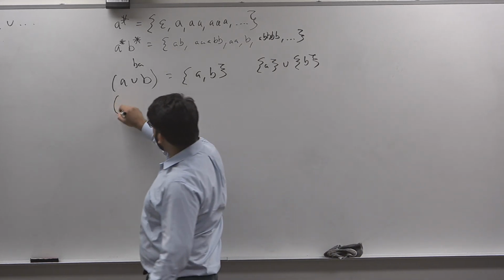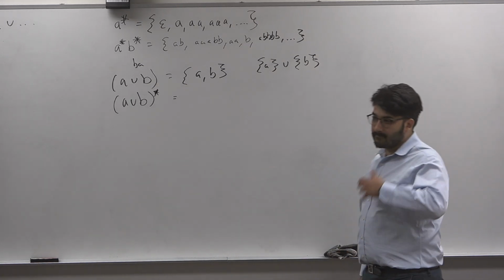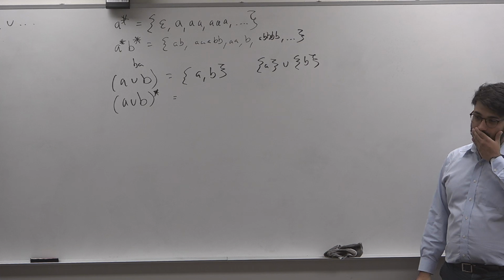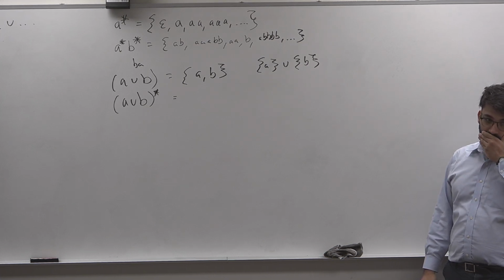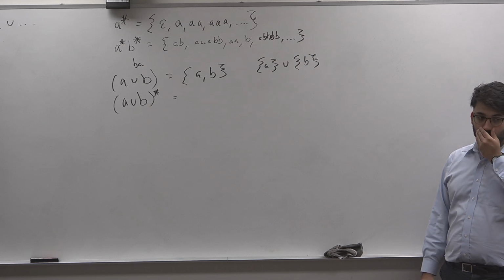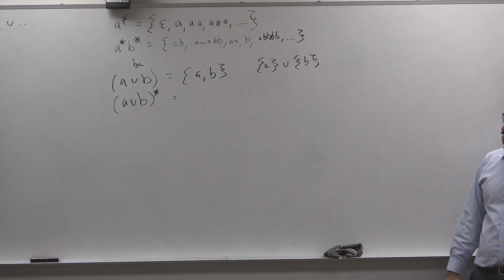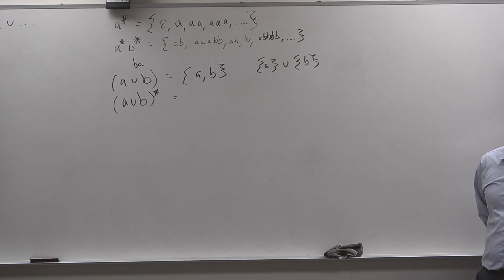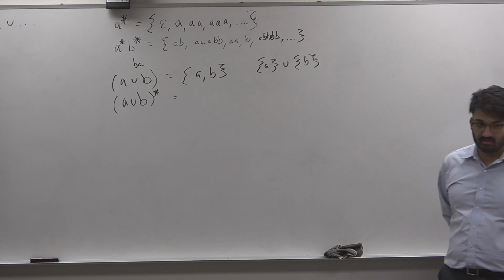Okay? What about A union B star? Strings containing either A or B. Which strings are those? And they can be of any length. So that would just be strings of any length containing A's and B's. So you start with the empty string, then you can have A or B, and then you can have AA, AB, BA, or BB.